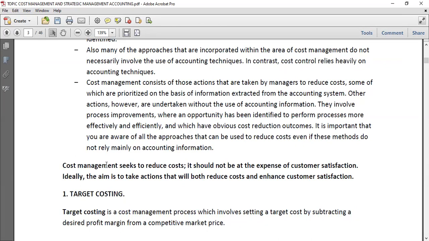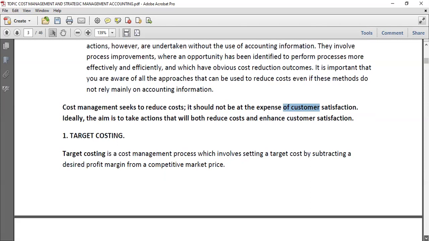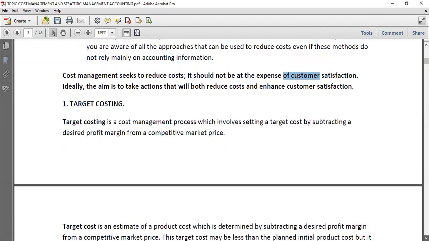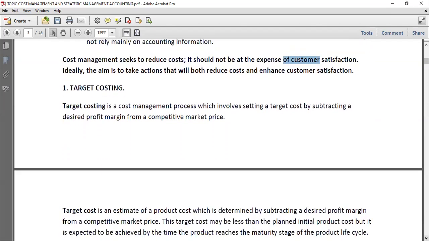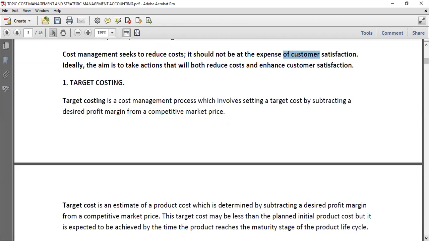So in general, cost management does what? Seeks to reduce costs, okay? We are also saying that it should not be at the expense of customer satisfaction, like I indicated. As we do whatever we are doing, we should make sure that we are not compromising on the customer satisfaction, okay? Yeah, so that's very important. And then we have the target costing, okay? We have the target costing.